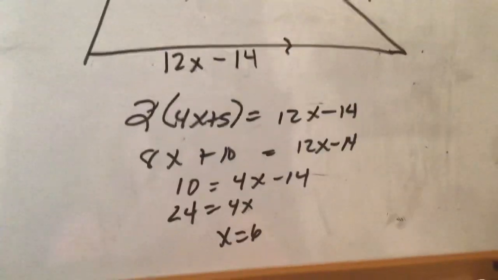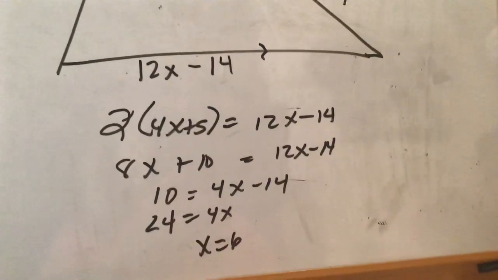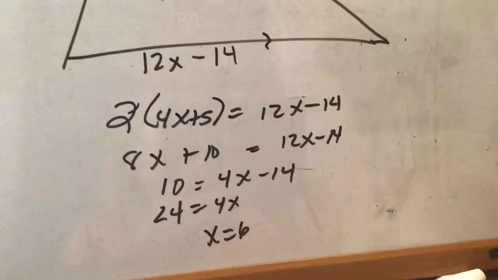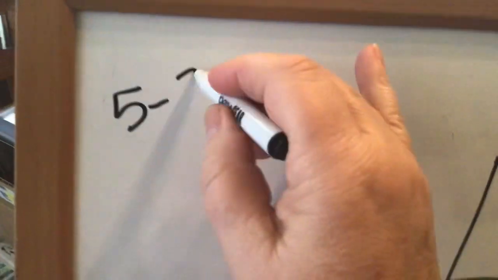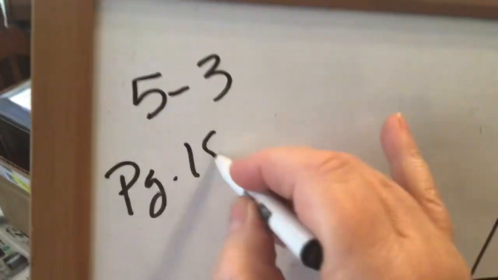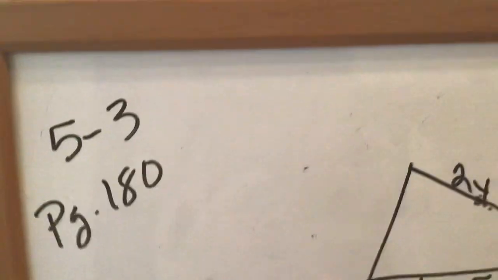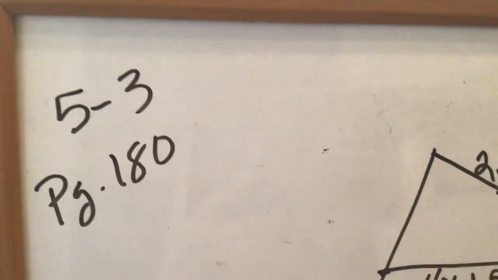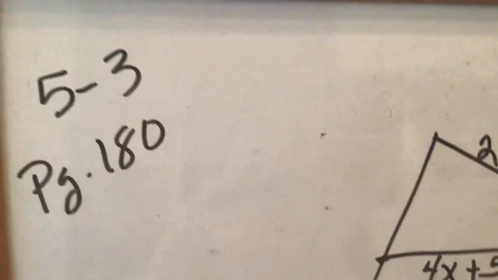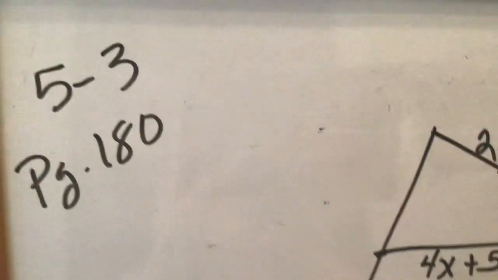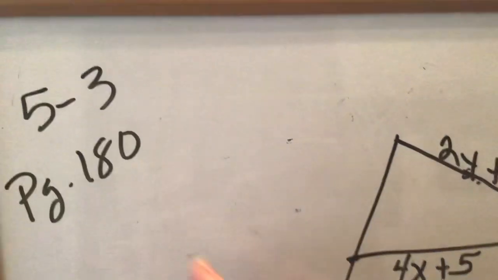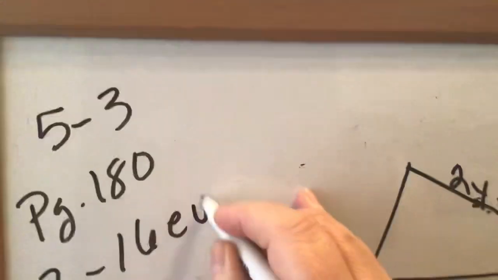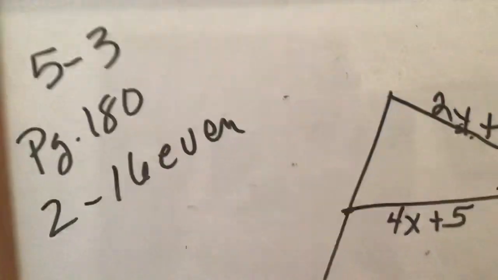So you're going to find this, if you're watching it, you've already found it in the classroom, the assignment. The assignment is going to be on page 180. This is 5-3, page 180, and it is going to be 2 through 16 even. I'm not going to have you do any proofs today. We'll look at those when I come back.